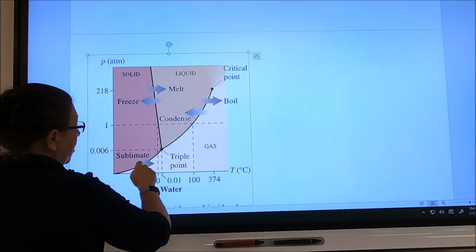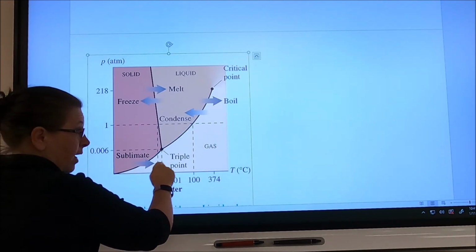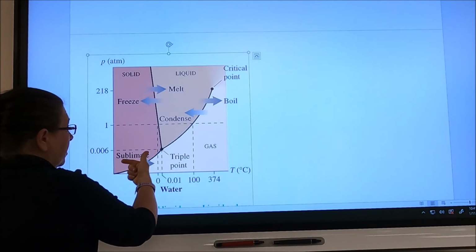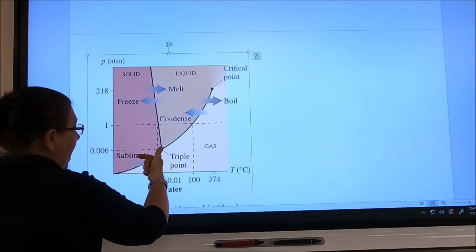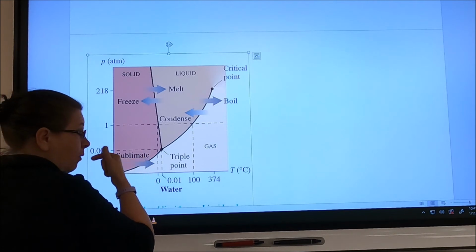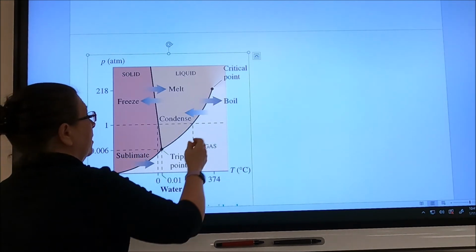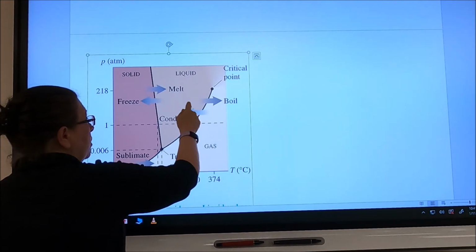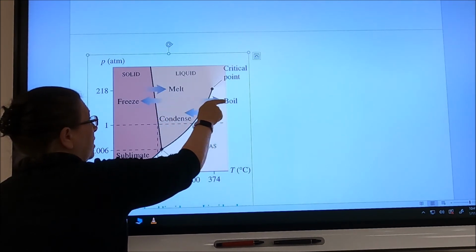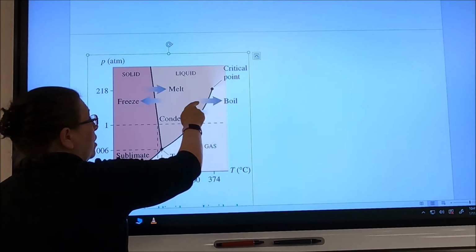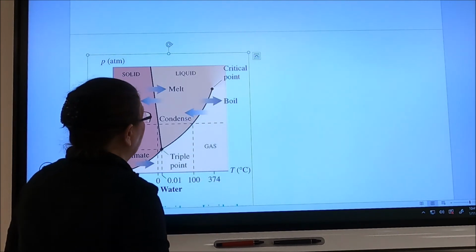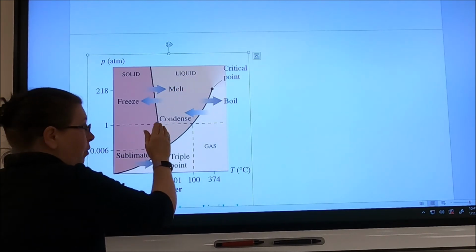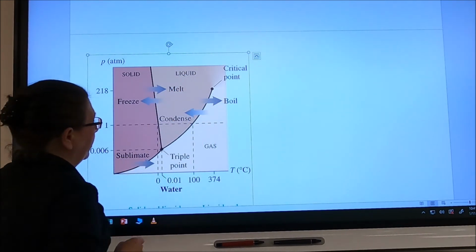And that's because of the way the pressure is situated. Okay, this is called sublimation. If we were to go back the other direction from gas straight to solid, that would be called deposition. Condensation here, going from gas to liquid. Melting, going from solid to liquid. Boiling, if we go from liquid to gas, you could also call this evaporation. But along that line, since we're talking about the boiling point, melting point line, we use boiling.